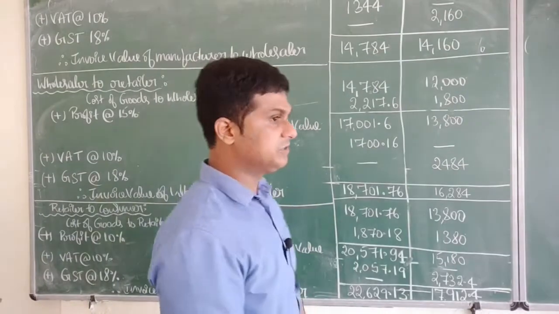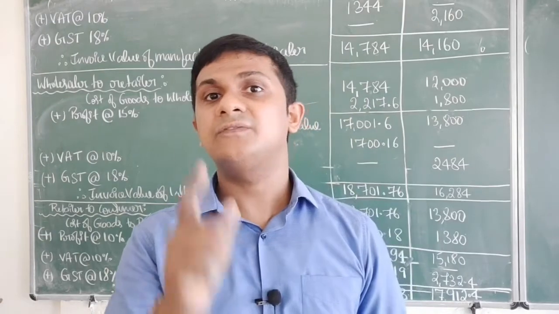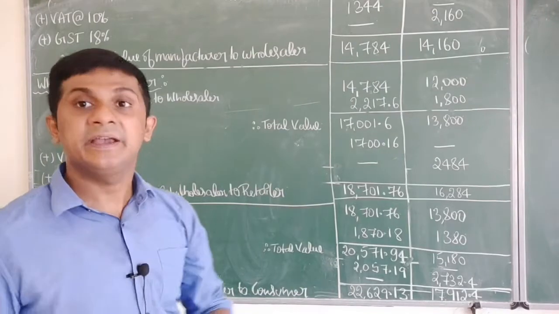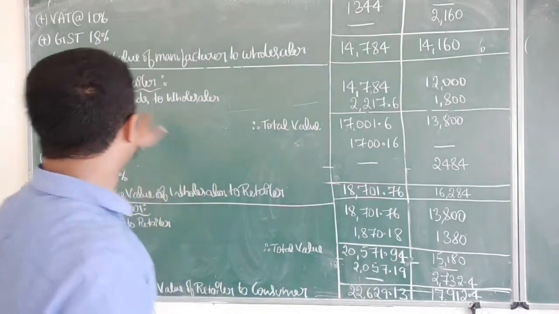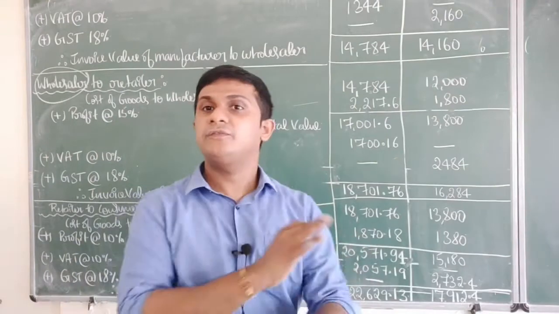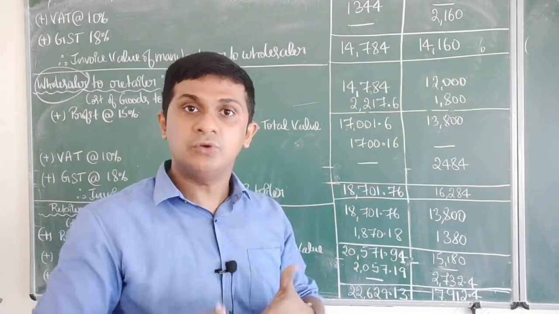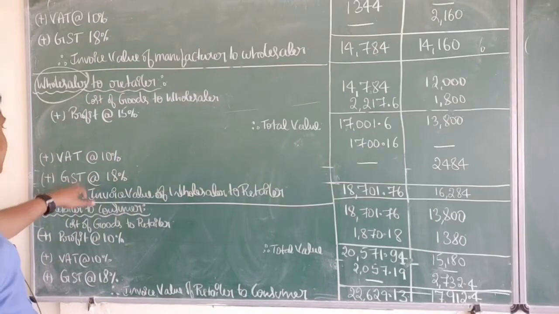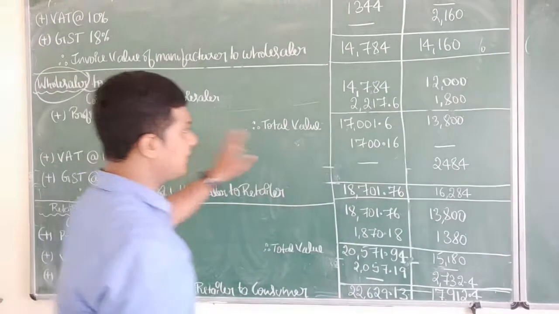Once the total value is done, previously in the case of manufacturer to wholesaler, I had charged excise duty. But here I have not charged excise duty because excise duty is charged on the manufacturer. Here I am speaking from the point of view of the wholesaler, so he is not a manufacturer, therefore no excise duty is charged. The only duty charged in the case of sales from wholesaler to retailer is VAT before the introduction of GST. After the introduction of GST, obviously it is GST. So these two values I have charged here.